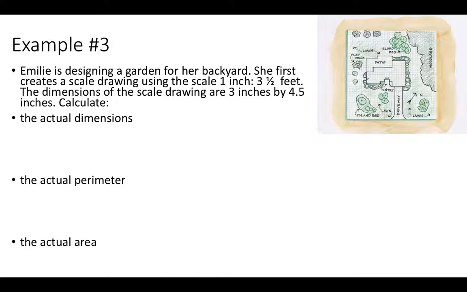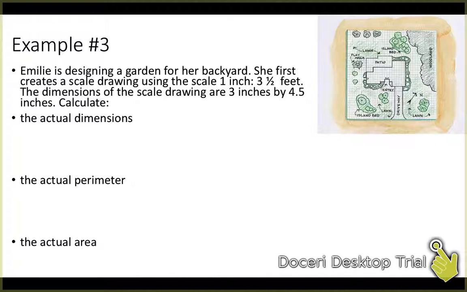All right, welcome back. For this one it says, Emily is designing a garden for her backyard. She first creates a scale drawing using the scale 1 inch to 3.5 feet. The dimensions of the scale drawing are 3 inches by 4.5 inches. And I need to calculate the actual dimensions, the actual perimeter, and actual area. So on the drawing, this is 3 inches by 4.5 inches. And I need to find the actual garden.